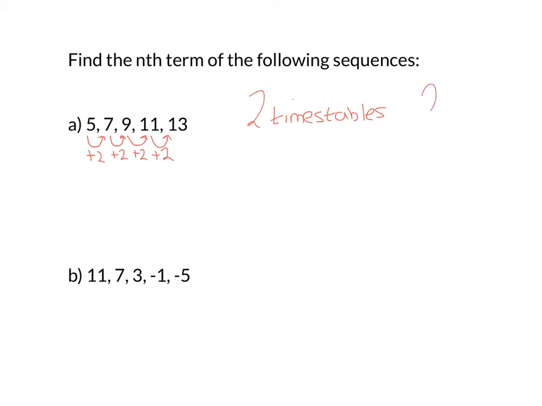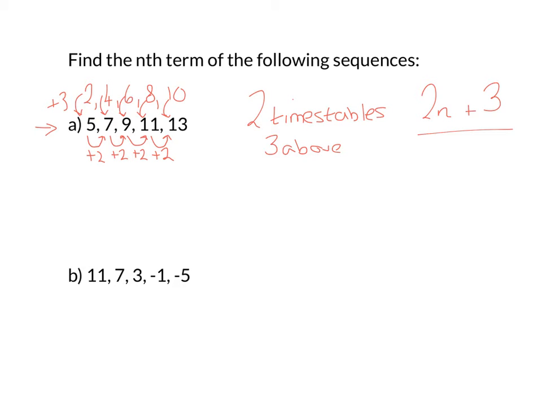Now the 2 times tables is actually 2n, because 2 times 1 is 2, 2 times 2 is 4, 2 times 3 is 6, and so on. So I know that this sequence here is something to do with the 2 times tables. Now the 2 times tables starts at 2, 4, 6, 8, 10. And we can see that every single time we're adding 3. So our sequence is actually 3 above the 2 times tables. So it's 2n plus 3.